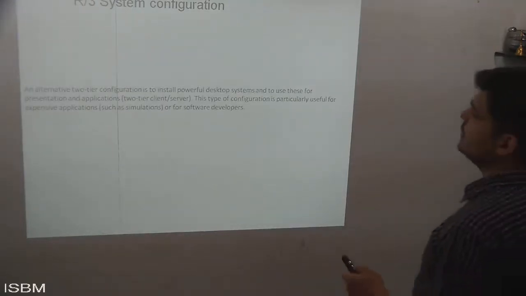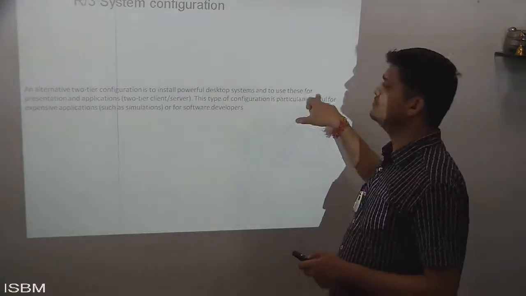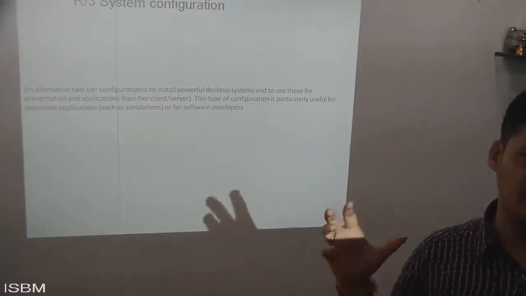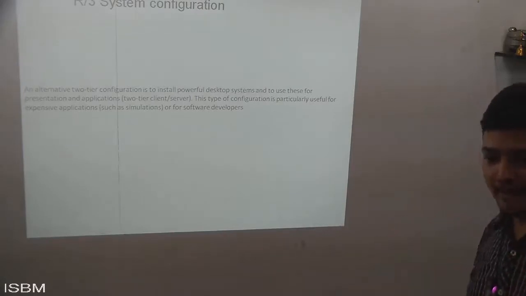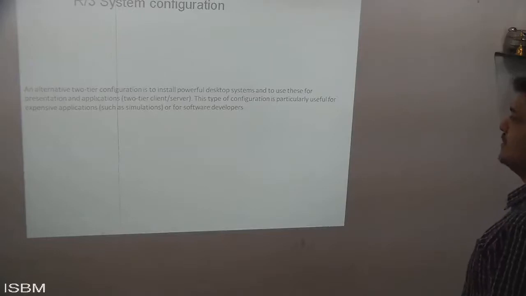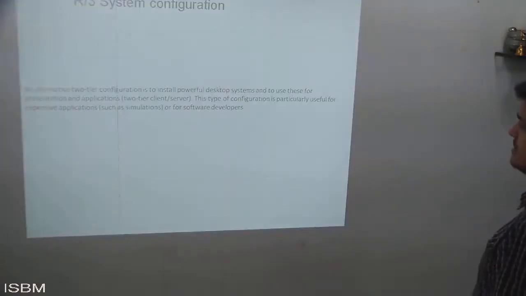An alternative two-tier configuration is to install powerful desktop systems and use those for presentation and application. So here in the two-tier, because we integrate the presentation and application server with each other, they are asking to install a powerful desktop which has powerful RAM and hard drive. This type of configuration is particularly used for expensive applications such as simulation for software developers.